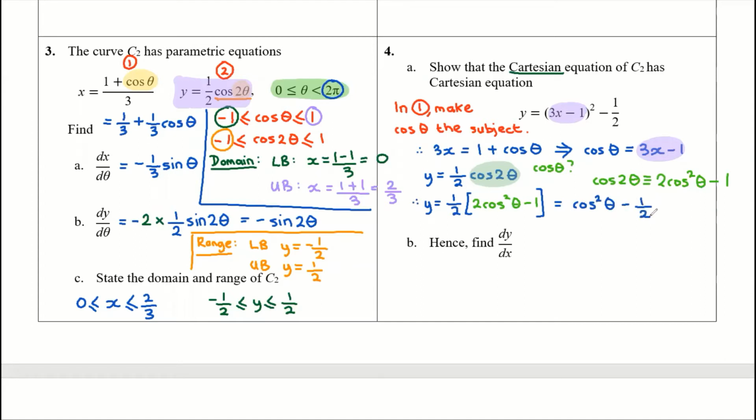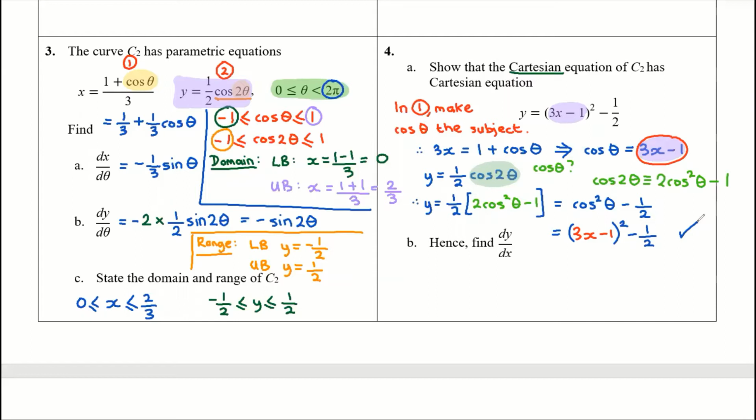Okay, and you could have substituted in earlier. I'm going to do it now. So cos theta is going to be replaced by this thing that I've done earlier. This is what cos theta is in this situation. So it's going to be 3x subtract 1. I'm going to square all that and then subtract 1/2. Okay, and there we have it.